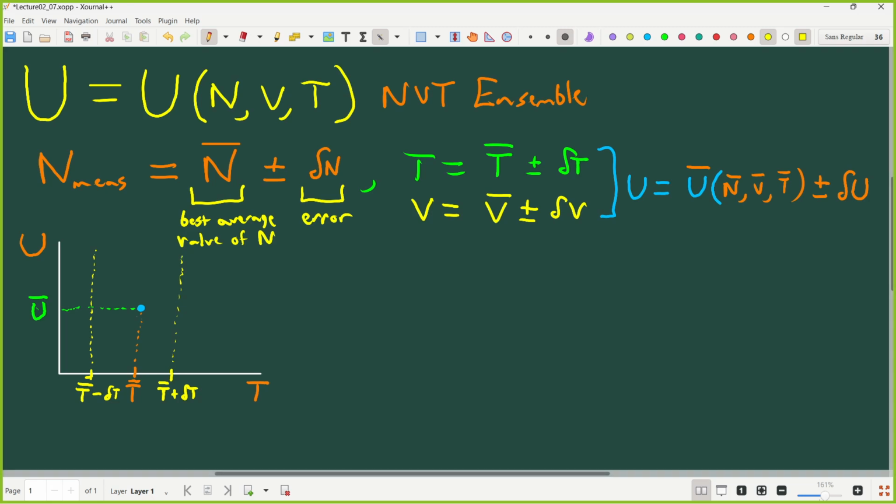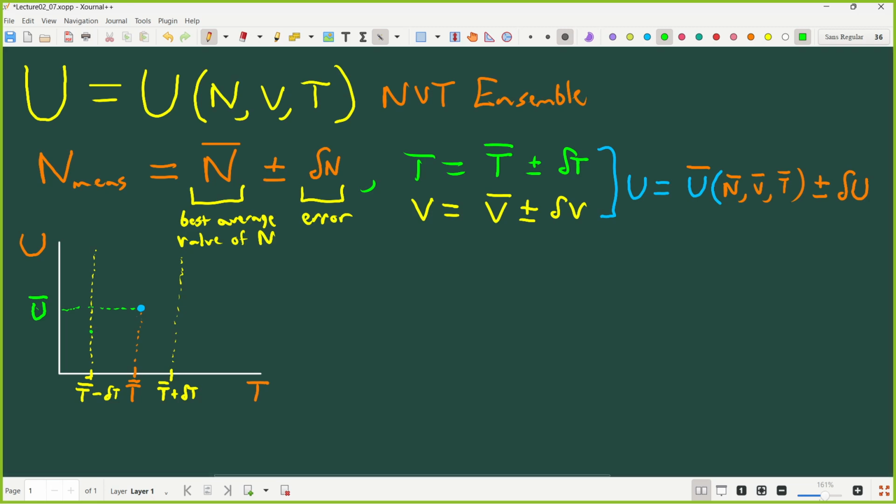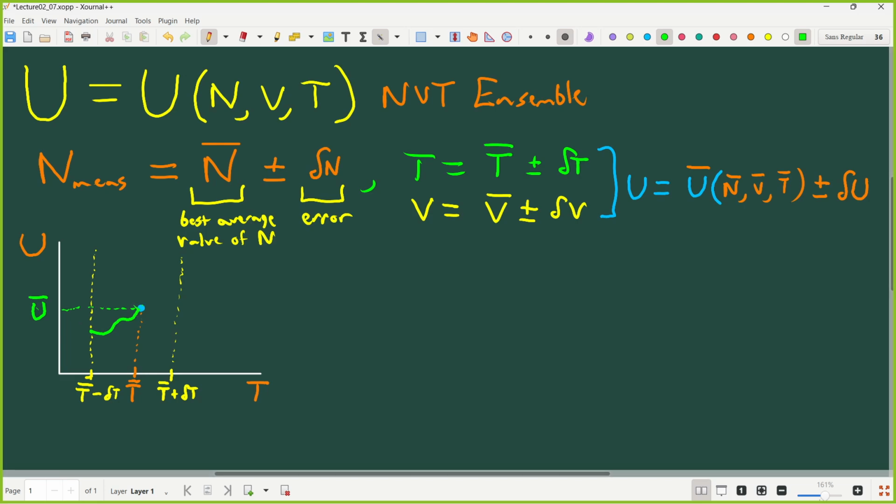But likewise, depending on where T is, U is going to change as well, right? So maybe we need to draw a curve. How does U vary as T varies between these bounds? Okay, so let's go ahead and let's just say, for instance, that it looks something like this. It doesn't really matter. But maybe the function looks something like this.